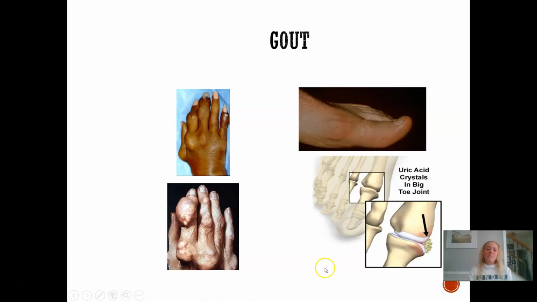So we'll talk about gout a little bit here. And here are some different pictures of gout. Gout is buildup of uric acid crystals within a joint, which obviously would make it painful if you have crystals developing in a joint. And again, the great toe is one of the most common places that you're going to see gout manifest itself.